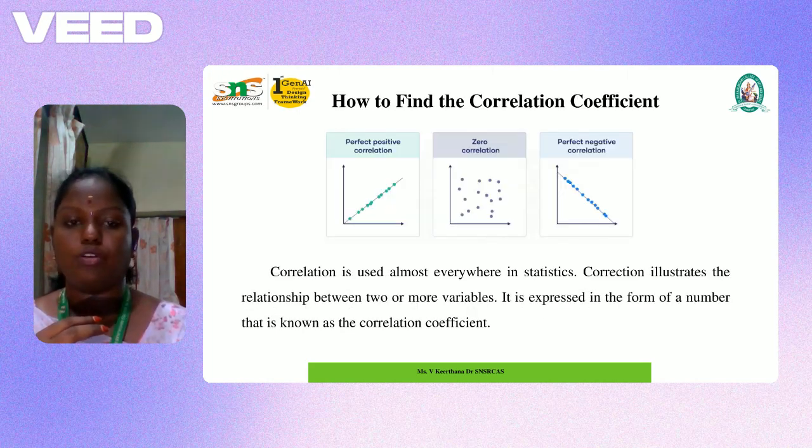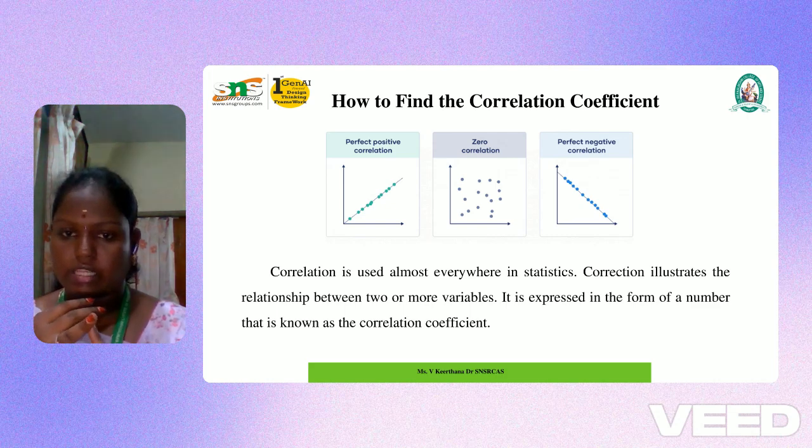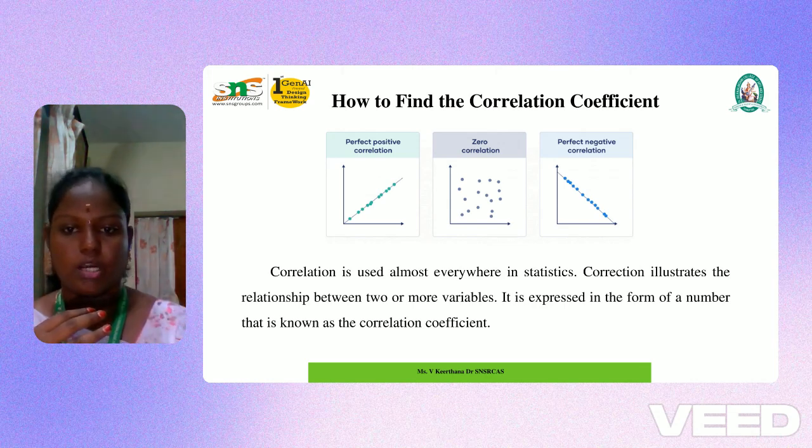So next is how to find the correlation coefficient. In this we have seen the three types: one is positive, second is negative, and third is zero. In positive correlation, our variables will be on the upside. In negative correlation, our variables will be on the downside. In zero correlation or no correlation, the variables will be scattered.